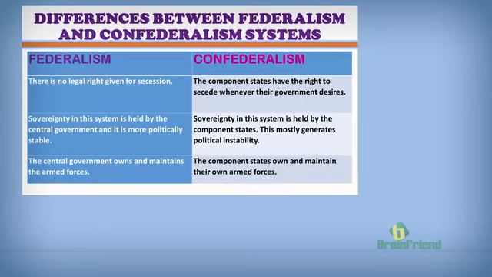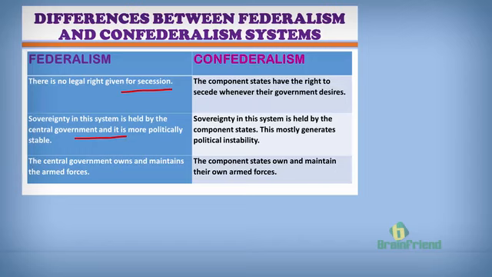Another is that there is no legal right given for secession in the federal system of government, whereas in the confederal system, the component states are given the right by the Constitution to pull out and withdraw whenever they desire. The next says sovereignty in the federal system of government is held by the central government, and it is more politically stable because the sovereign power is held by the central government.